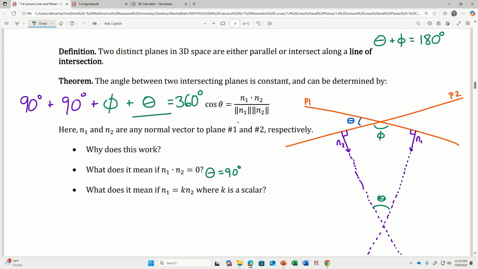What does it mean if n1 equals k times n2, where k is just a scalar? That would mean n1 and n2 are parallel. And that means theta is 0. And that means the planes themselves are also parallel. Okay, you feel good about that?